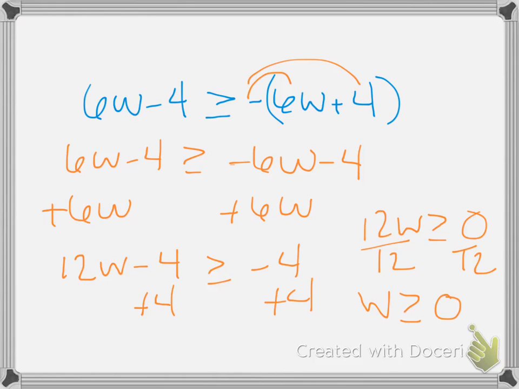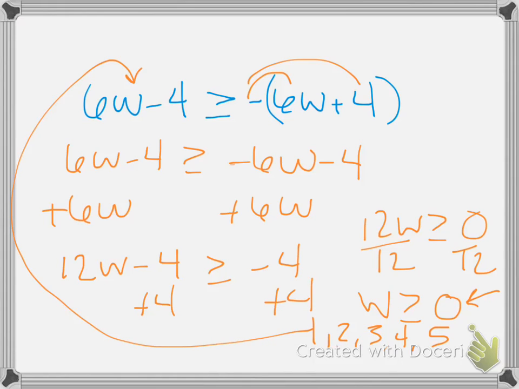Right now, if I pick a w value, the only ones that are going to be true are anything greater than or equal to 0. So 1, 2, 3, 4, 5, all of those numbers are greater than 0. If I put any of those numbers in here, it's going to be a true statement. It's going to make my equation true. So my answer is going to be w is greater than or equal to 0, so all of these numbers are true.